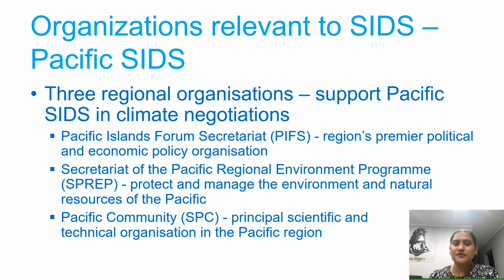The Secretariat of the Pacific Regional Environment Programme, SPREP, whose headquarters is in Apia, Samoa, has 21 Pacific Island member countries and territories, and focuses on protecting and managing the environment and natural resources of the Pacific. The third one is the Pacific Community, SPC, whose headquarters is in Noumea, New Caledonia, and has 22 Pacific Island member countries and territories. It is the principal scientific and technical organization in the Pacific region.